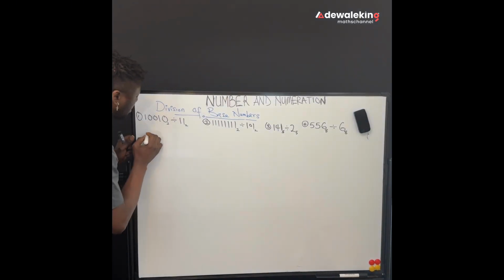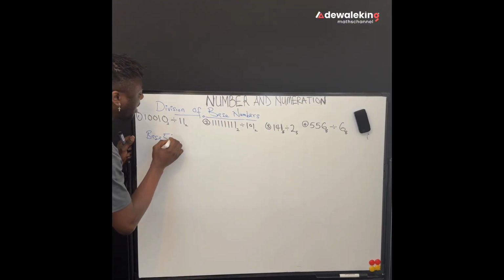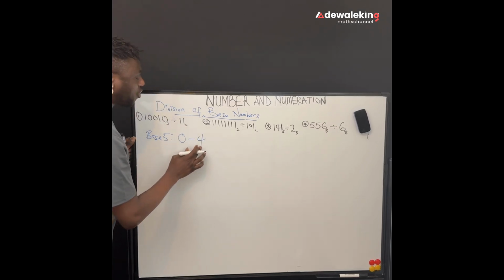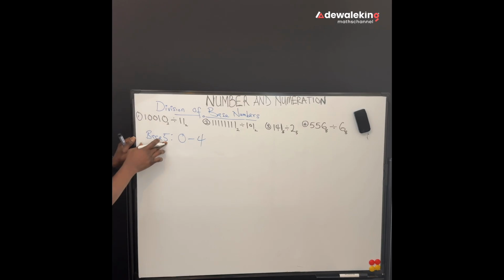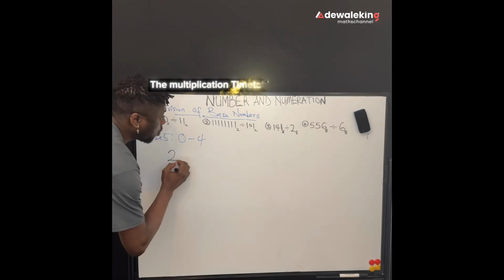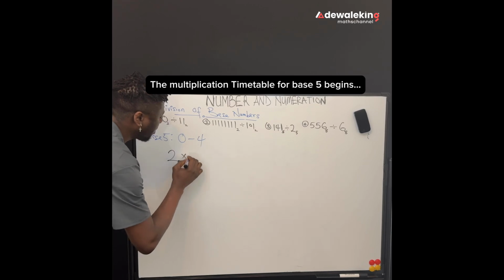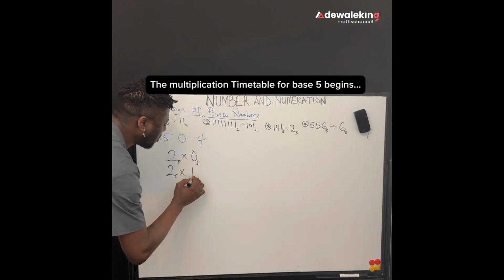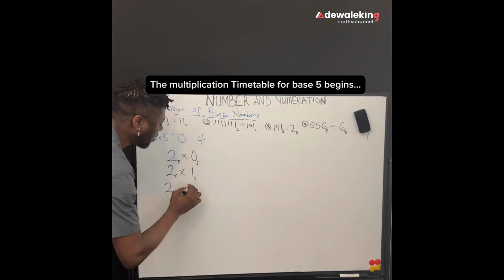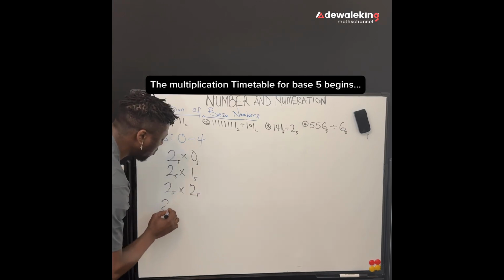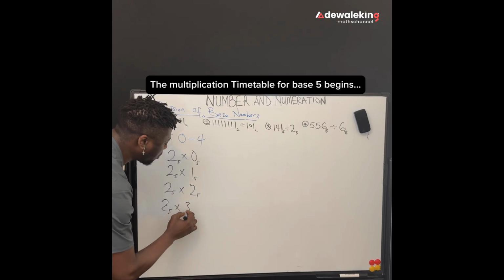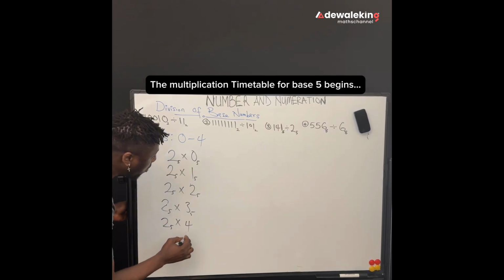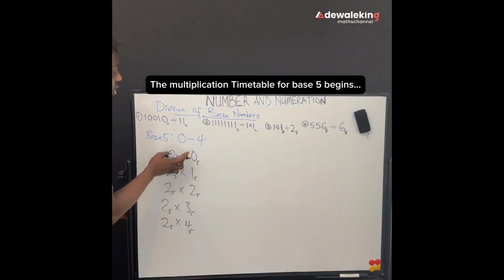So we say base 5. You have to note that base 5 ranges from 0 to 4. 0 to 4 is 5 digits. So that is base 5. So you say 2 base 5 times 0 in base 5. 2 base 5 times 1 base 5. 2 base 5 times 2 base 5. 2 base 5 times 3 base 5. 2 base 5 times 4 base 5. So you stop here. So that is 0 to 4.